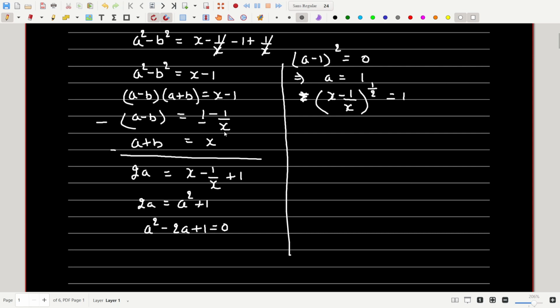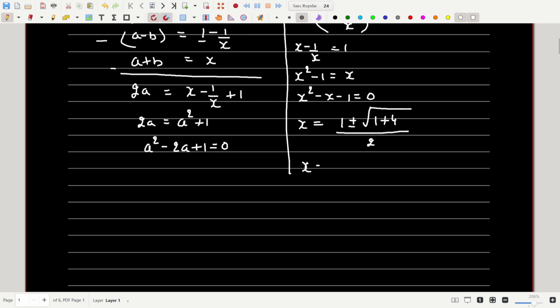Let us square both sides, which will give me x minus 1 upon x is equal to 1 squared, which is 1. Let us multiply both sides by x, which gives me x square minus 1 is equal to x. Let us bring all the terms to the left hand side. So I get x square minus x minus 1 is equal to 0. And this is a simple quadratic equation which I can solve using the quadratic formula, which gives me x is equal to minus b, which is plus 1, plus minus root of b square, which is 1, and minus 4ac, which is plus 4, divided by 2a, which is 2.